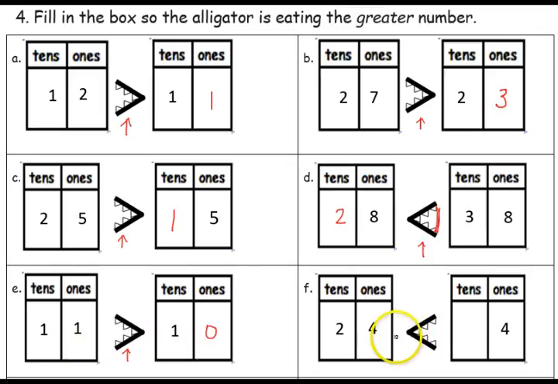And finally, I have 24. I'm comparing it to another number with 4 ones. 24 needs to be less than my second number. This is the less than symbol. The opening is pointed toward the greater number. So I need a number bigger than 24 on the right-hand side. I can put anything in my tens place, so let's put 4. I would read this as 24 is less than 44.